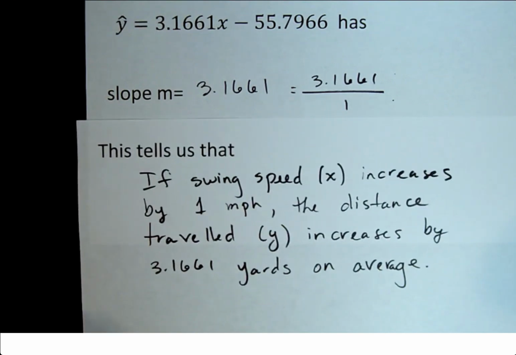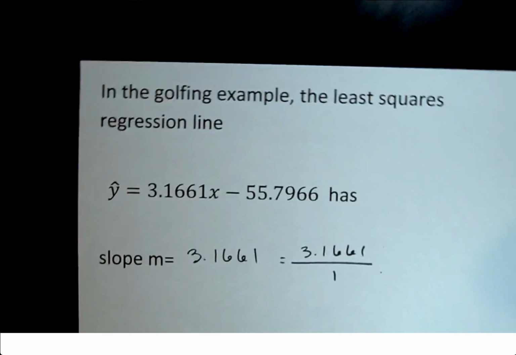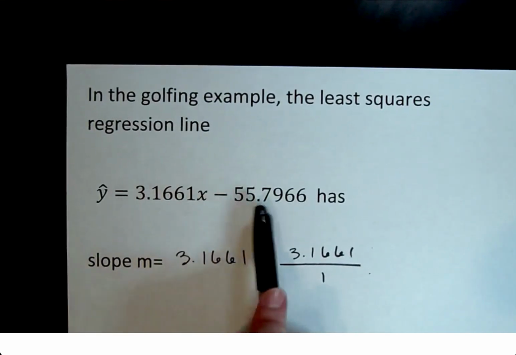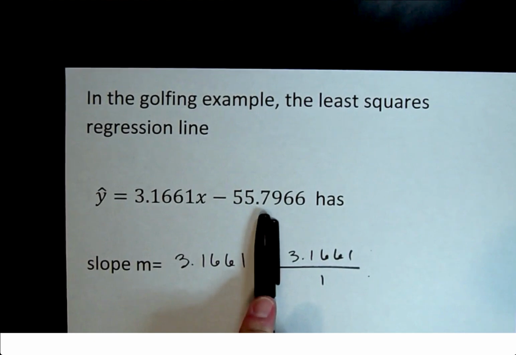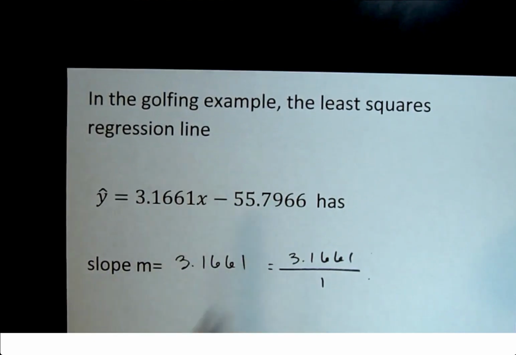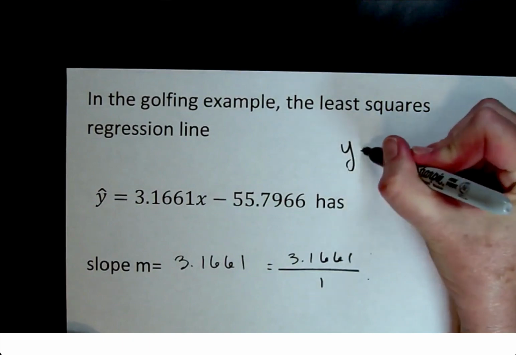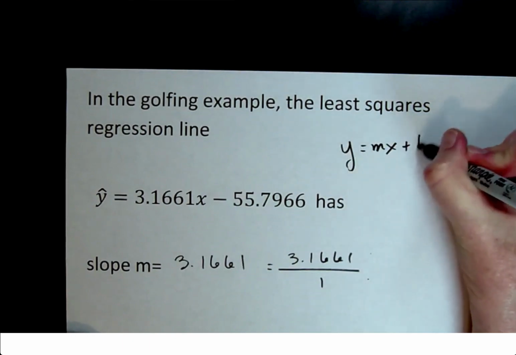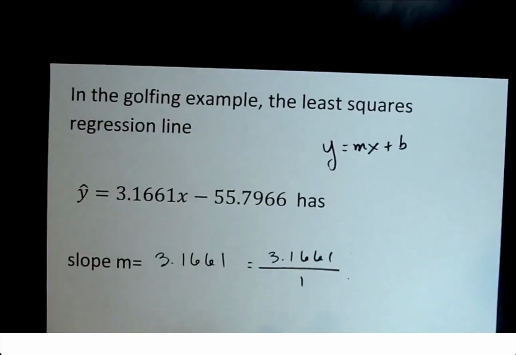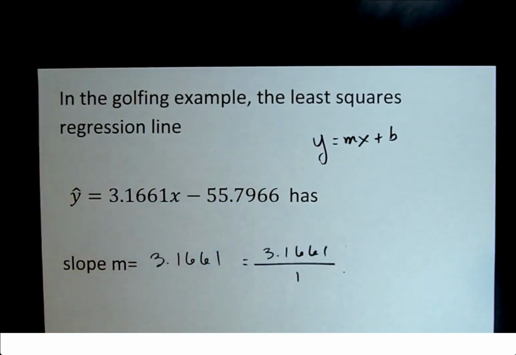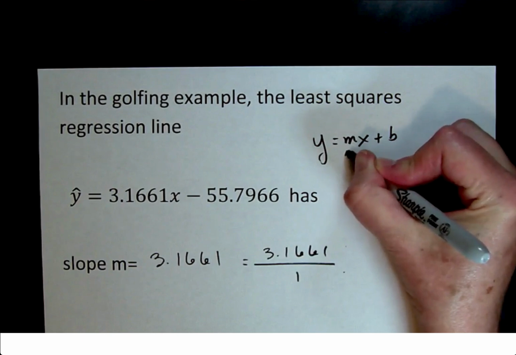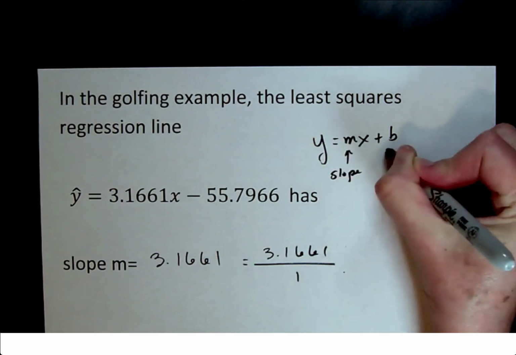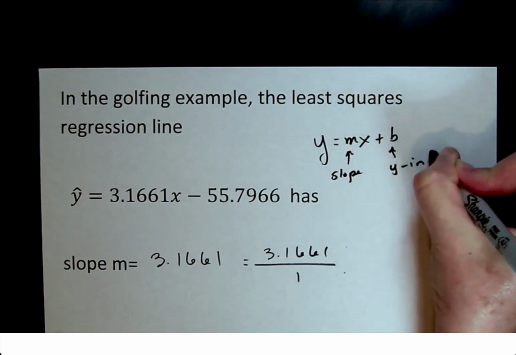Okay, and then the other number, so here's our least squares regression line model again. The other number in the equation of a line is this one over here. Remember, that gives us the y-intercept. You might remember this version of the equation of a line. That's the format we've put our line into. The m is the slope, and then the constant term is the y-intercept.